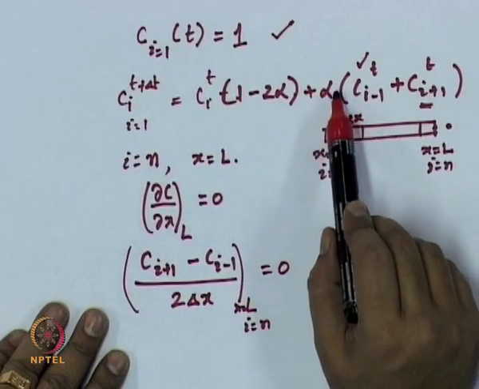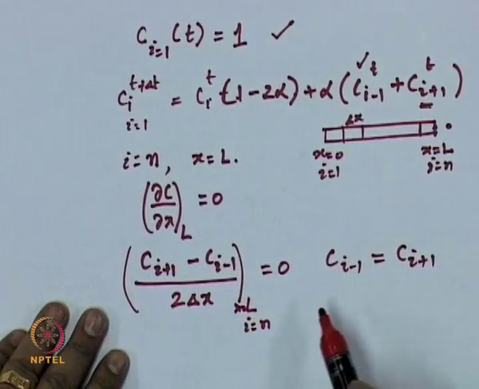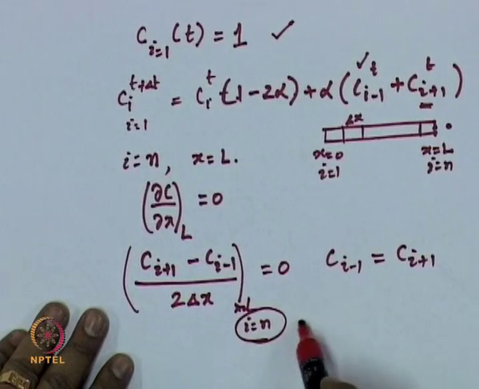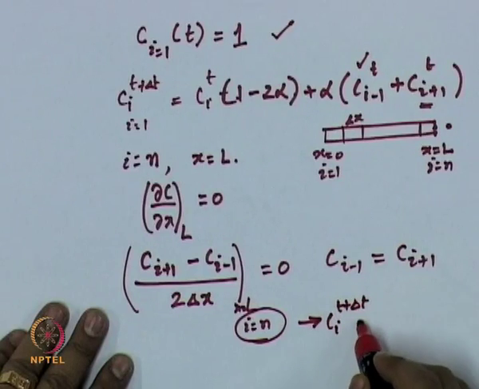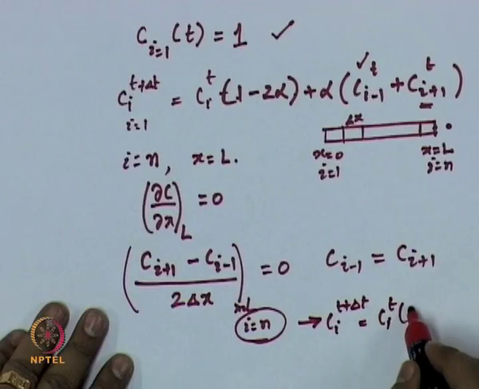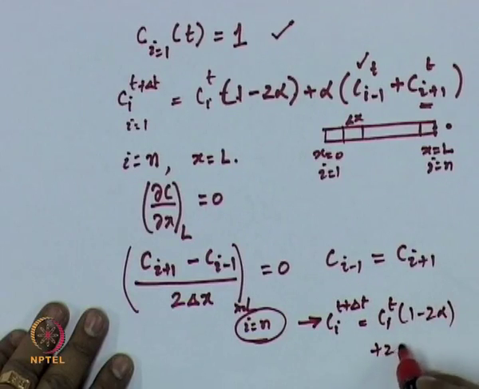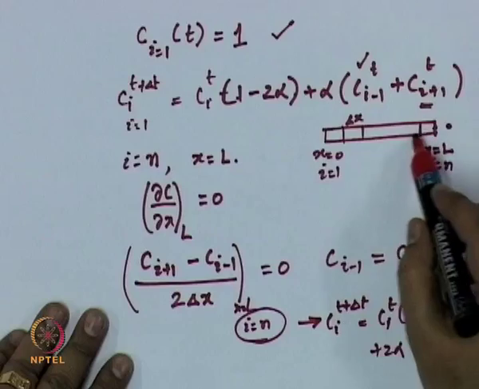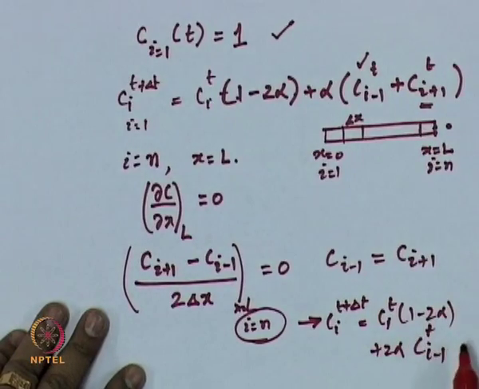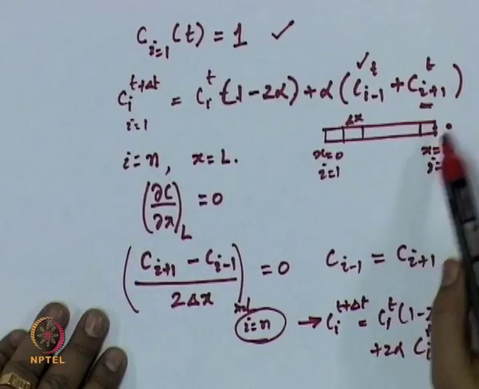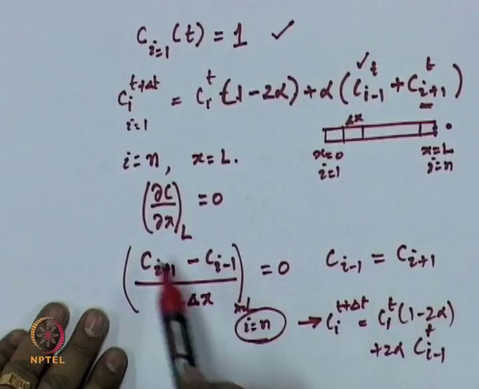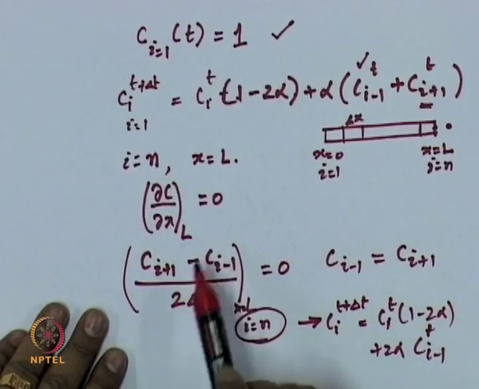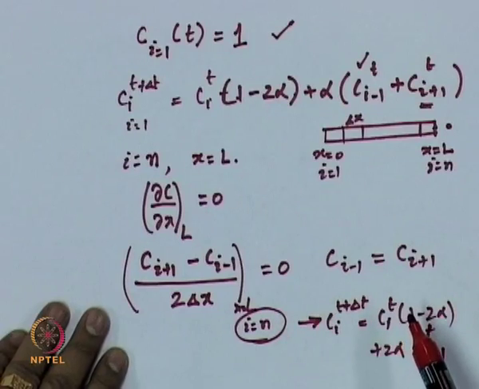So, that becomes 2α c_{i−1}(t). So, just for this point, it becomes c_i(t+Δt) is nothing but c_i(t)(1 − 2α) + 2α c_{i−1}(t), because i−1 is something that is available, i+1 I do not know. I replace the i+1 in terms of i−1 using the given boundary condition. So, this is what I am going to do first, and we are going to see how the solution evolves.